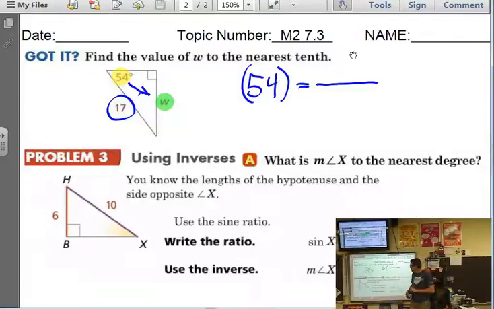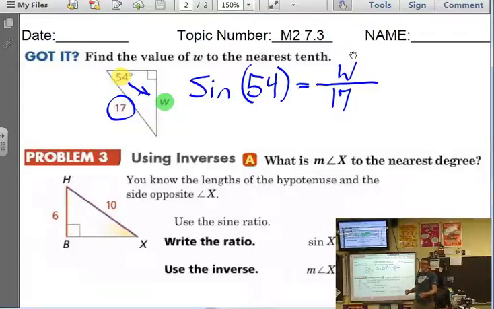Max, what trig function should I use here? Sine, which would give me the opposite over hypotenuse. Well, the opposite of 54 is W. The hypotenuse is 17. Those are the other two sides that I know.